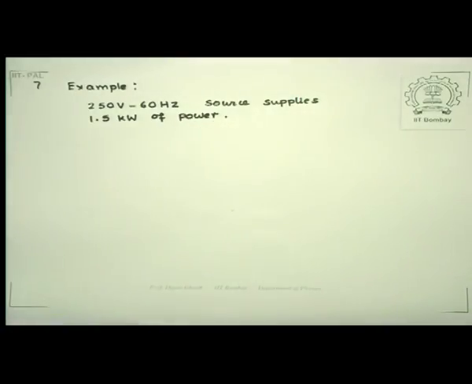Now, notice one thing. When we say that the source supplies 1.5 kilowatt of power, what we are talking about is the rate at which the energy is being supplied to the circuit by the source. So this is not dependent upon the properties of the circuit, but it is dependent upon the source itself. So this is the rate at which we are supplying power.